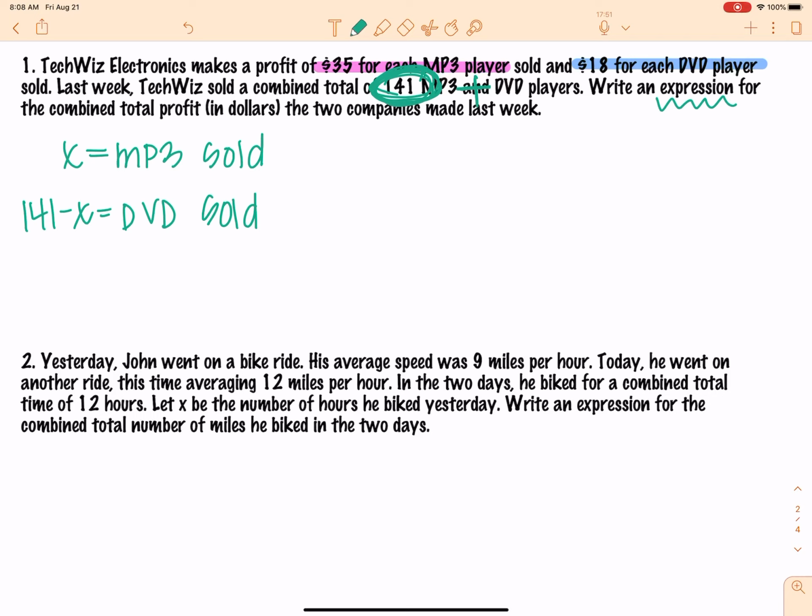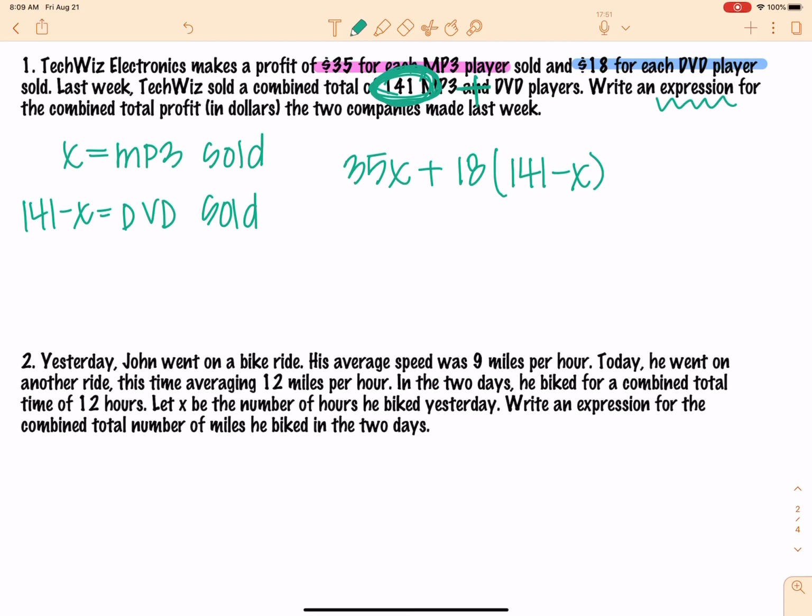Okay, so now that we have something written for your MP3s, you have something written for your DVDs, we now use that first sentence again to try to get the profit in dollars. So if you look at that pink highlight, it says they charged $35 for each MP3 player. So 35X, because X is representing MP3. Okay, the second highlight was that $18 are being spent on each DVD player. So 18, and then DVD player is that expression. So times the quantity, 141 minus X.